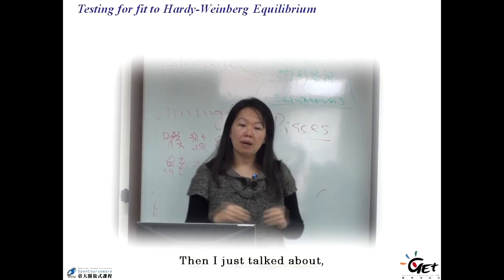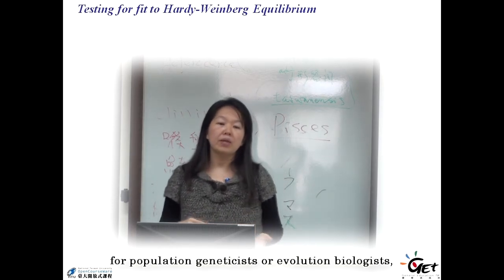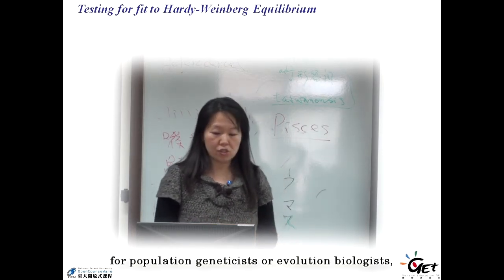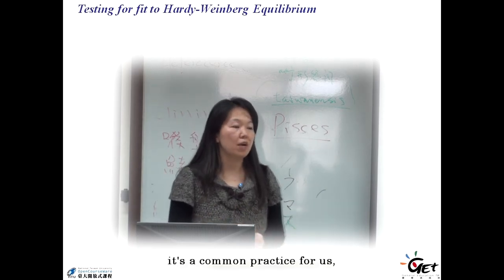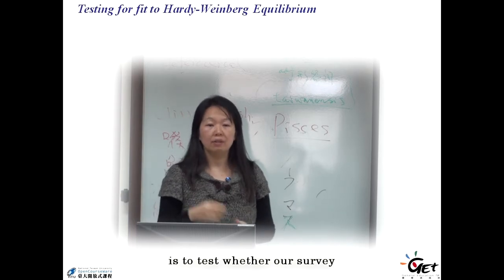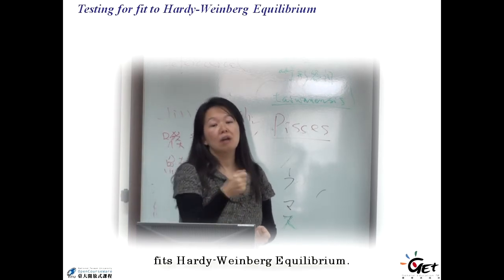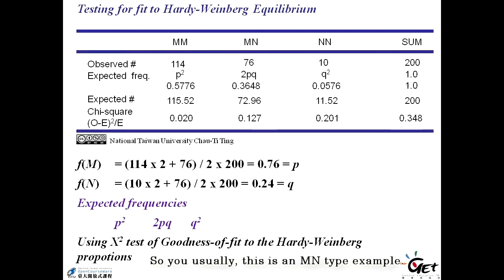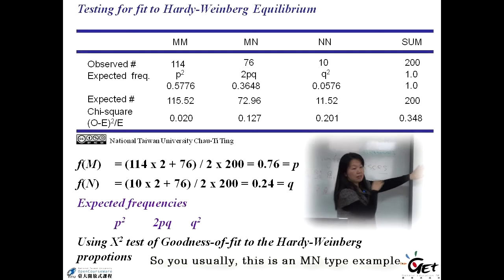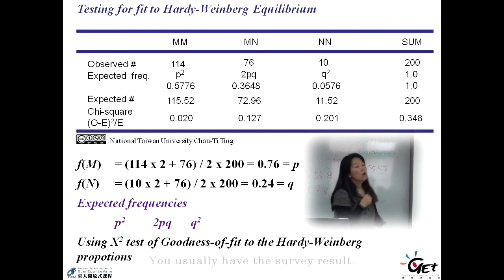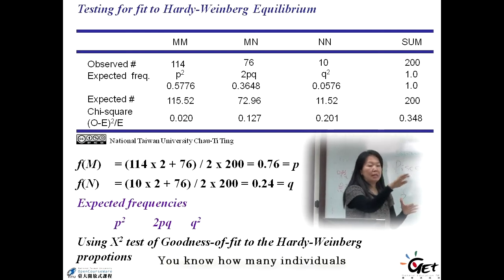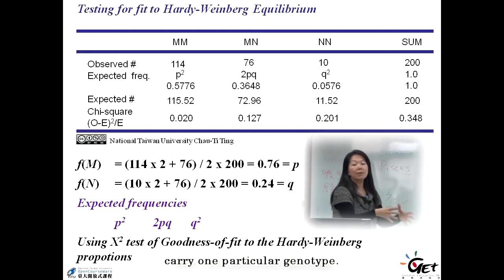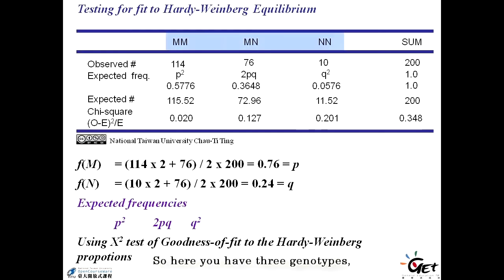Then I just talk about, for population geneticists or evolutionary biologists, one thing we usually do, it's a common practice for us, is to test whether our survey fits Hardy-Weinberg equilibrium. This is the MM blood type example. You usually have the survey result, you know how many individuals carry one particular genotype.